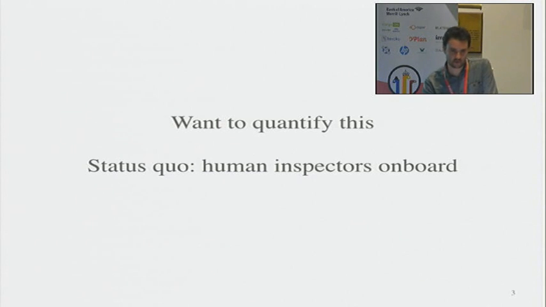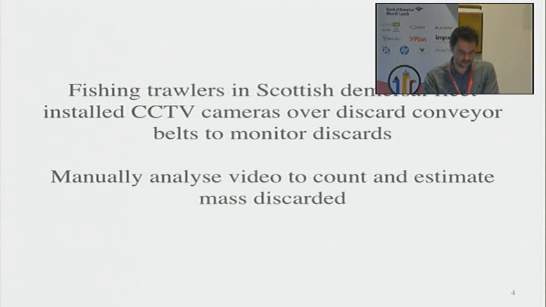And the current status quo, you stick a human on board to watch the process and they quantify it, but you can only sample a few fishing trips out of very, very many, so you don't get that much accurate data. So they decided to improve matters by installing CCTV cameras over the discard conveyor belts so they can monitor what's going on. And then they decided to manually analyze the data. Yeah, basically what you've got is videos of a conveyor belt with dead fish, and you have to watch that all day.